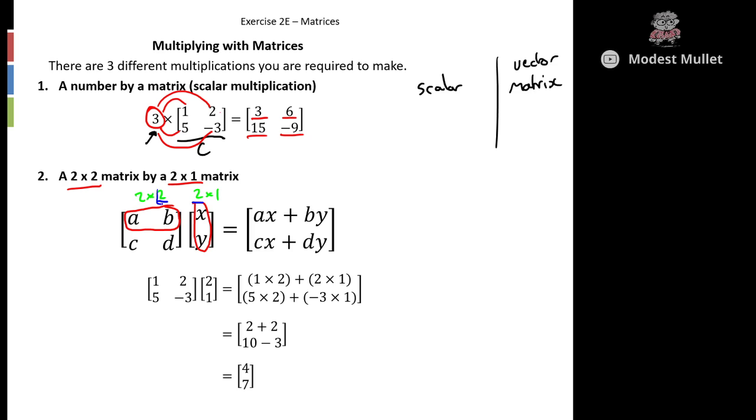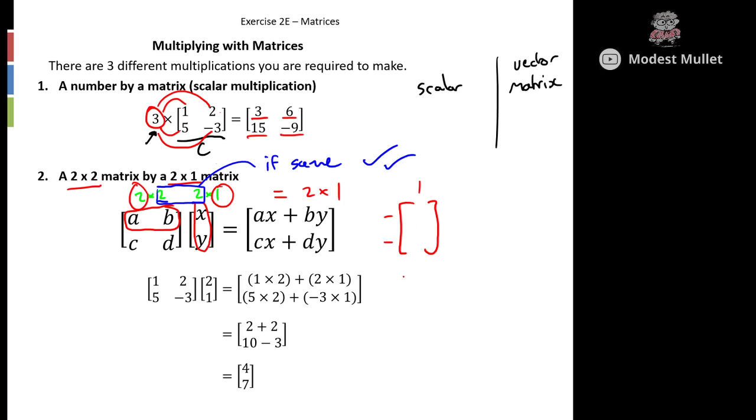If they're the same, okay, check if those 2 are the same. If same, we can do that multiplication. The result will be the size of the 2 outside numbers. So you'll know that whenever we do this matrix multiplication, it's actually going to give us an answer of a 2 by 1 matrix, which is going to look like final numbers like this, where we have 2 rows and then 1 column.